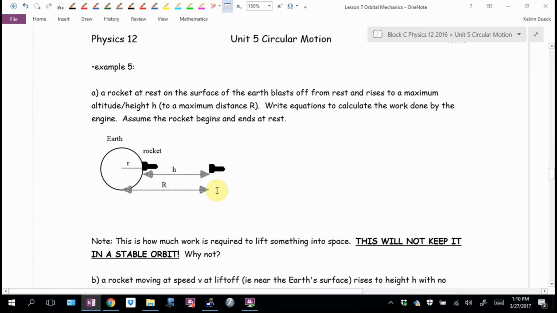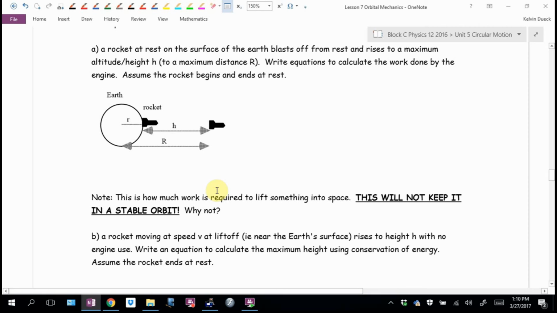I want to look at the various situations I can throw at you, and specifically I want to ask, Mr. Dewick, when do I use work and when do I use the law of conservation of energy? All right, so we're going to look at several situations here. Situation A: a rocket is at rest on the surface of the Earth. It blasts off from rest and rises to a maximum altitude or height h, to a maximum distance big R. Write equations to calculate the work done by the engine. And again, we can assume the rocket begins and ends at rest.